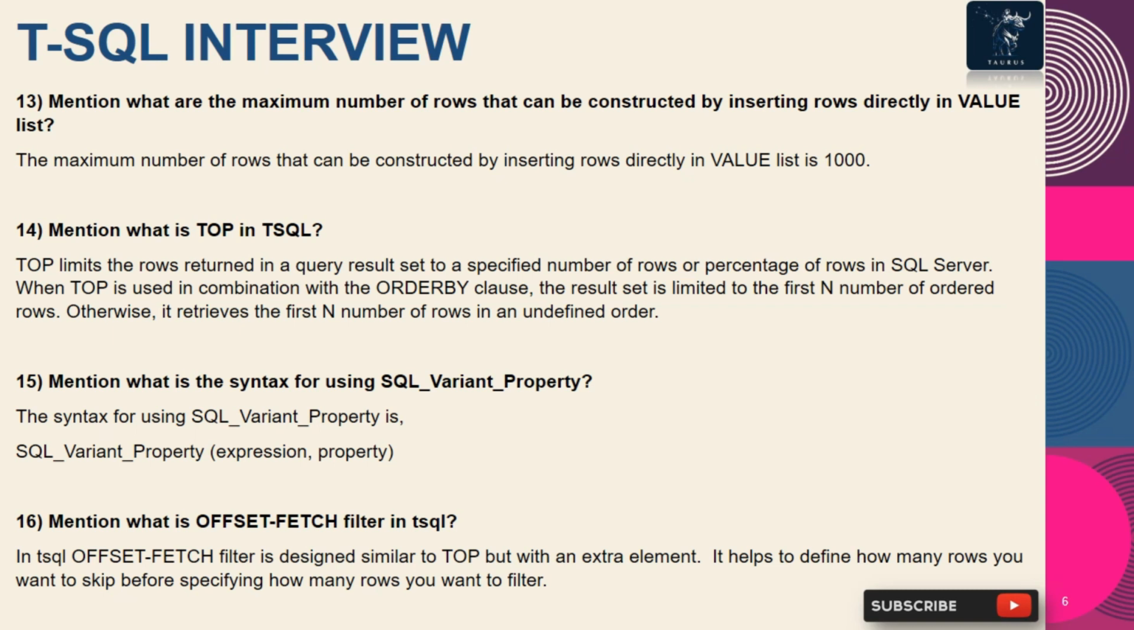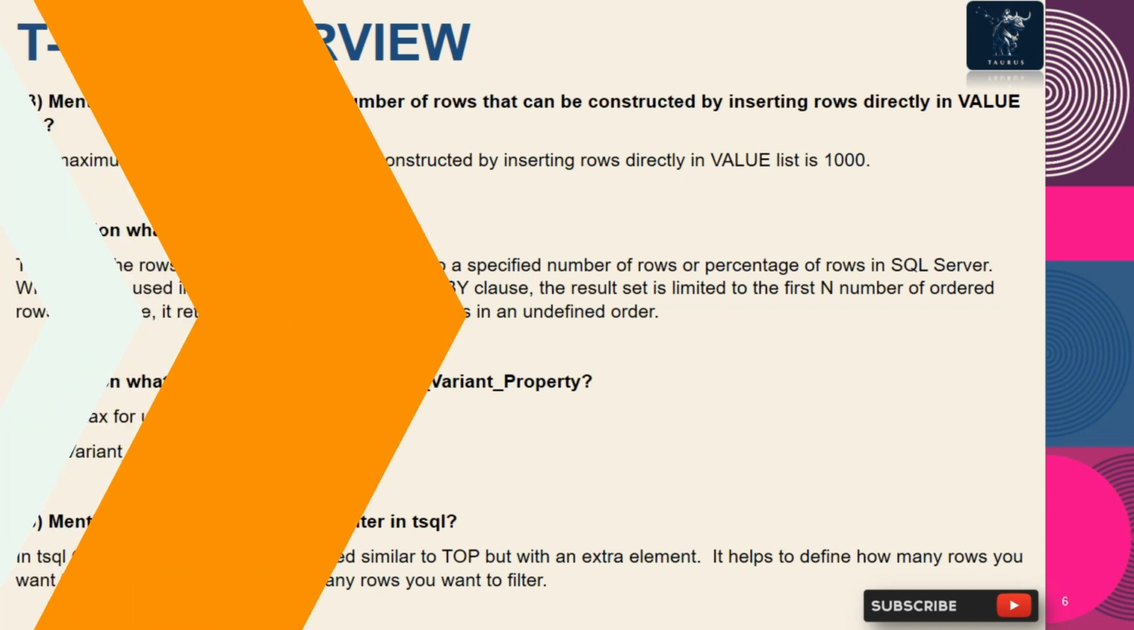16. Mention what is OFFSET FETCH filter in T-SQL. In T-SQL, the OFFSET FETCH filter is designed similar to TOP but with an extra element. It helps to define how many rows you want to skip before specifying how many rows you want to filter.